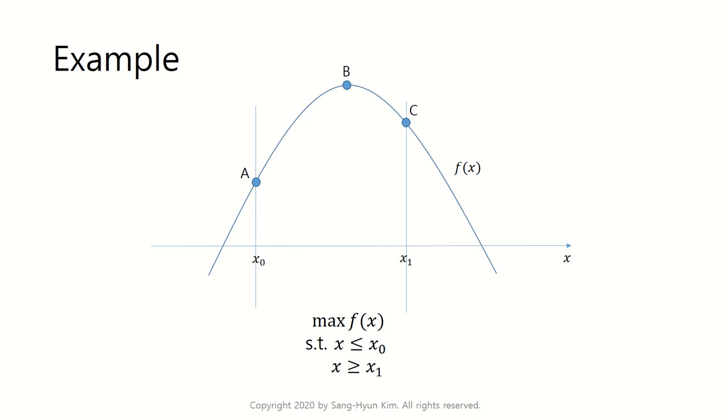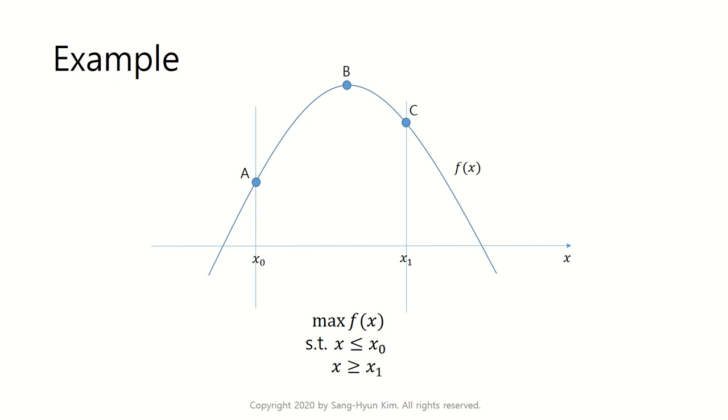Finally, what about this? x should be smaller than or equal to x0, and at the same time x should be larger than x1. What is the solution in this case? The answer is none. Now there is no x which satisfies these two constraints at the same time. So the constraint set is empty set. So there is no maximum. There is no maximizer in x.